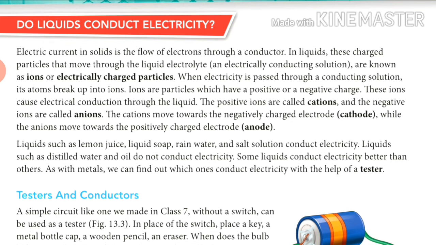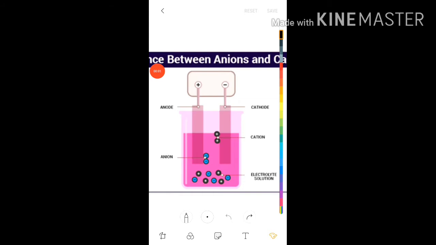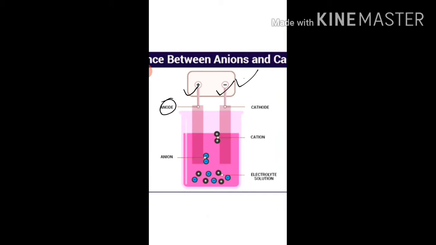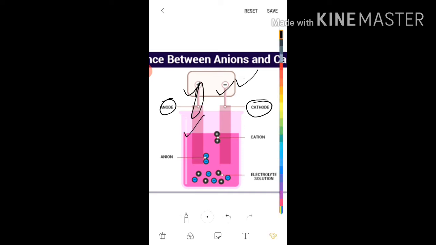Let's see in another diagram. Let's discuss in one picture. Here we can see there is one battery with positive and negative terminals. Now what is anode and cathode? The metal strip which is connected with the positive terminal is called the anode. And the metal strip or any other substance which is connected with the negative terminal of the battery is called the cathode.